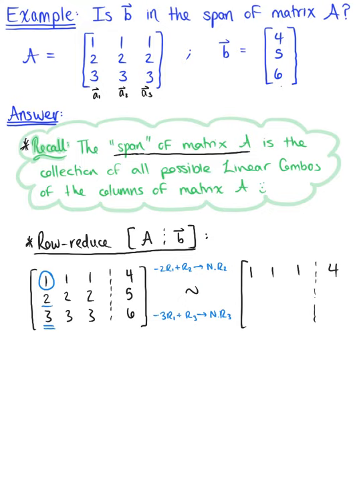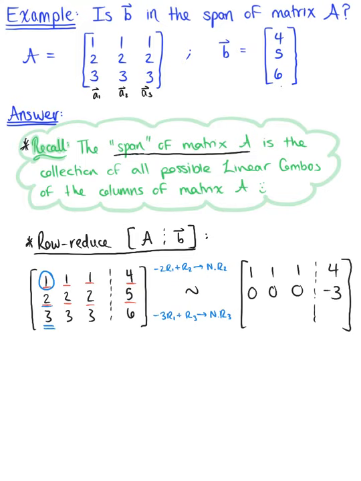So our first row operation is to multiply the first row by negative 2 and add it to the second row. So we are going to have negative 2 plus 2 gives us 0. We'll have negative 2 plus 2 is 0. We'll have negative 2 plus 2 is 0. And last but not least, we have negative 8 plus 5 is minus 3.